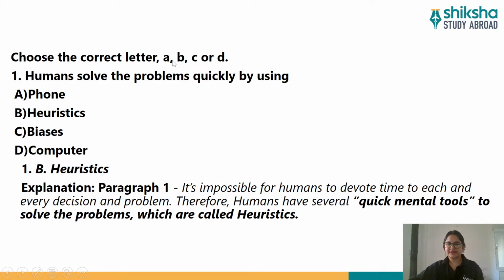Choose the correct letter A, B, C or D. So there are 4 options out of which you have to choose one. Okay. So the question is, humans solve the problems quickly by using A, phone, B, heuristics, C, biases, and D, computer. So you have to choose any one of the options A, B, C, D.